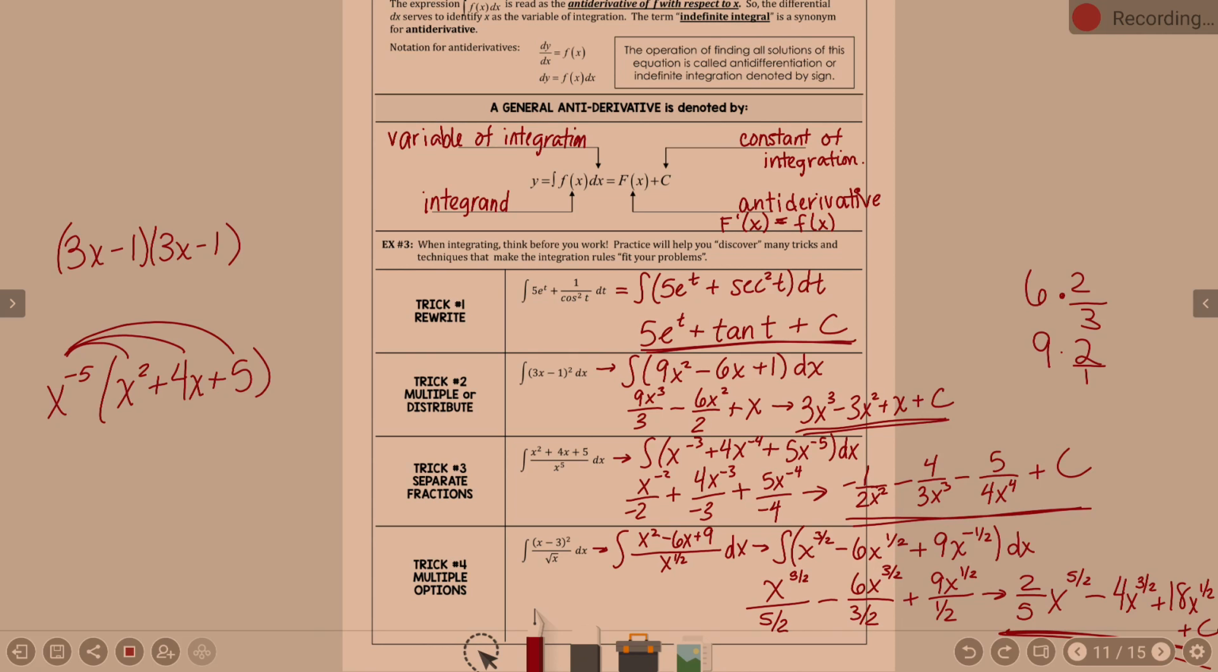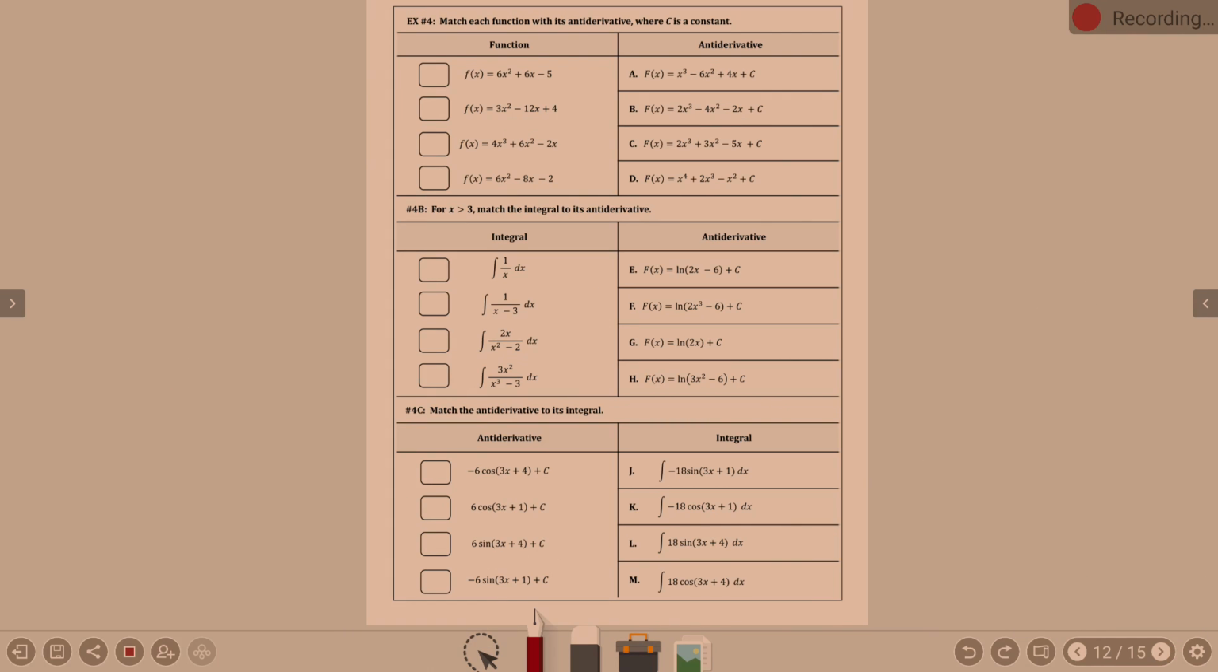Okay, so here it is. It says, match each function with its antiderivative where C is a constant. This first set of 4 is pretty easy because you can start from the right. Yeah, you can.